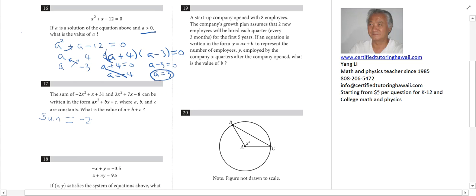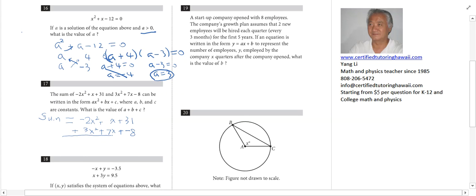negative 2x squared plus x plus 31. And then we add it with 3x squared plus 7x and the plus, oh, this is minus, huh? So you got a minus 8, okay?